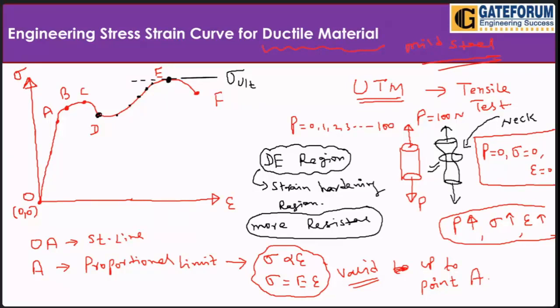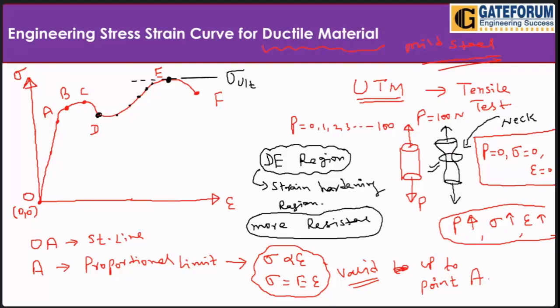So if we stretch the rod, somewhere there will be a point where the cross-section area changes drastically, a significant change in the cross-section area which can be seen by the naked eye. That point is known as necking.